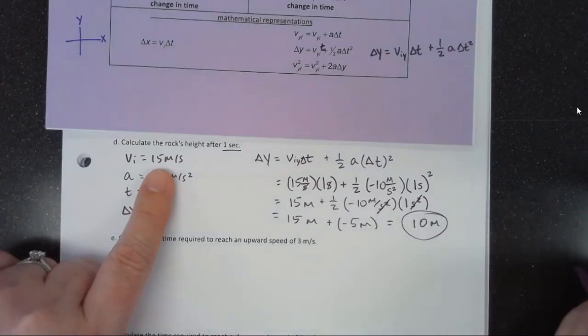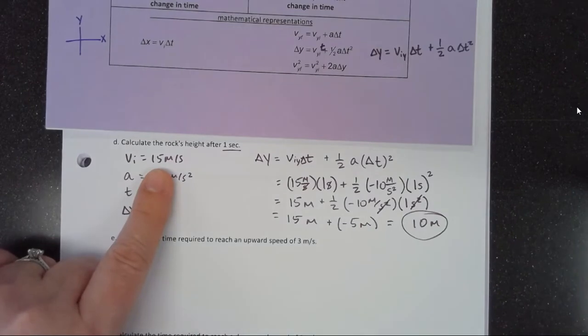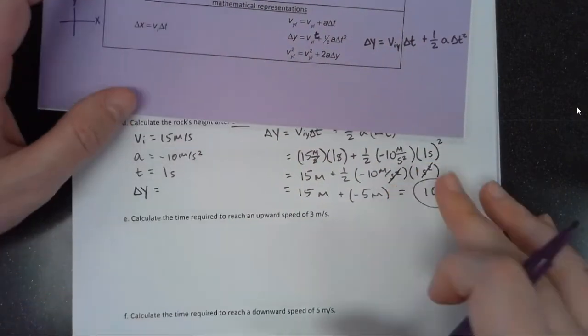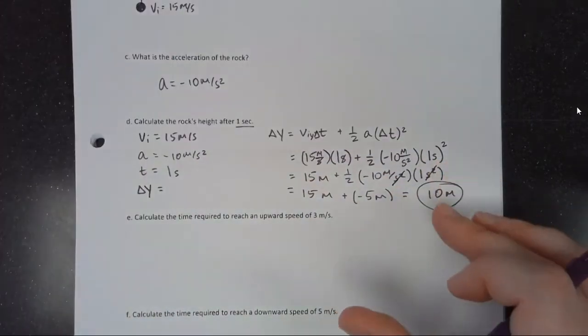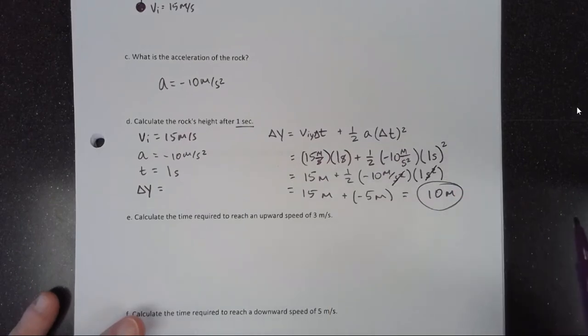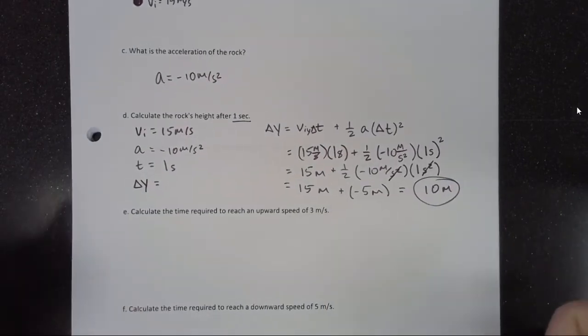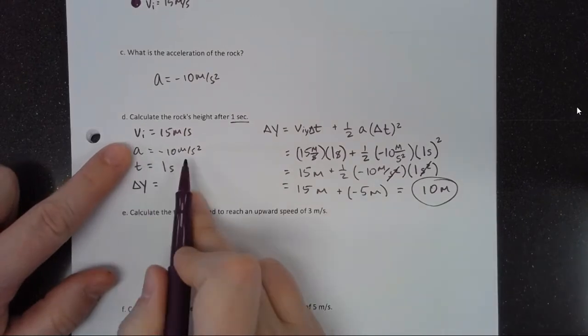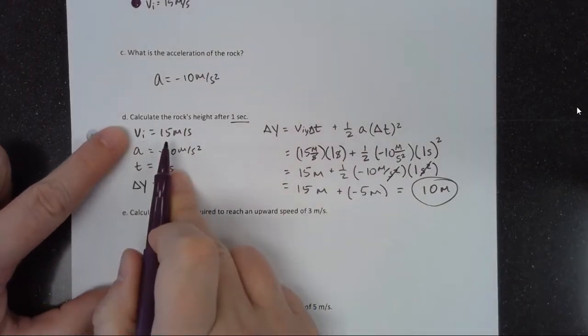Should it be positive or negative? Positive, because we threw it up, right? Yeah. So if we threw something down, would acceleration be 10 meters per second? Your acceleration would still be minus 10 meters per second squared, but your initial velocity would be minus 15.